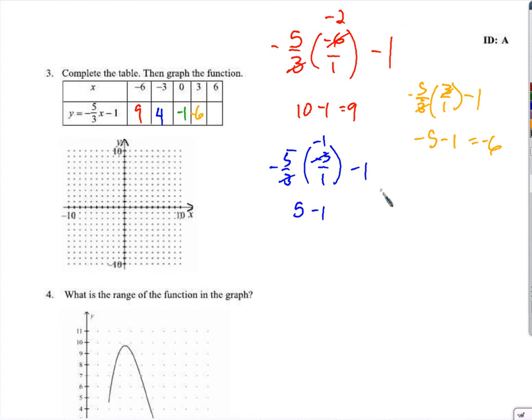And lastly, number 6: negative 5 thirds times 6 over 1, minus 1. The 3 cancels with the 6, leaving 2. Negative 5 times 2 is negative 10, minus 1, negative 11.